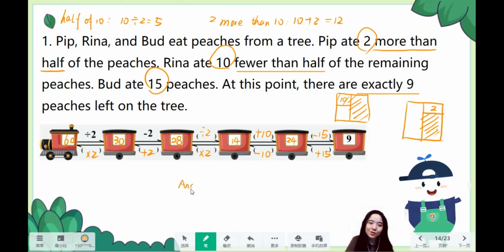After we draw the train diagram, everything becomes so easy. We can work it out. There should be 60 peaches in the very beginning. That's how we solve it.